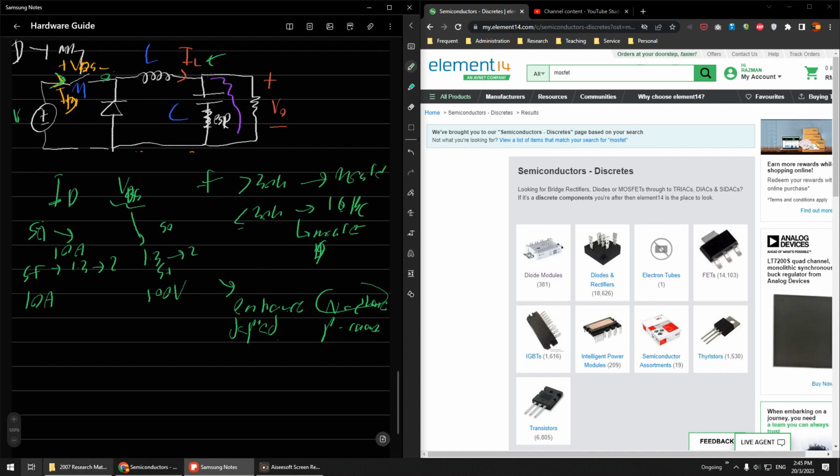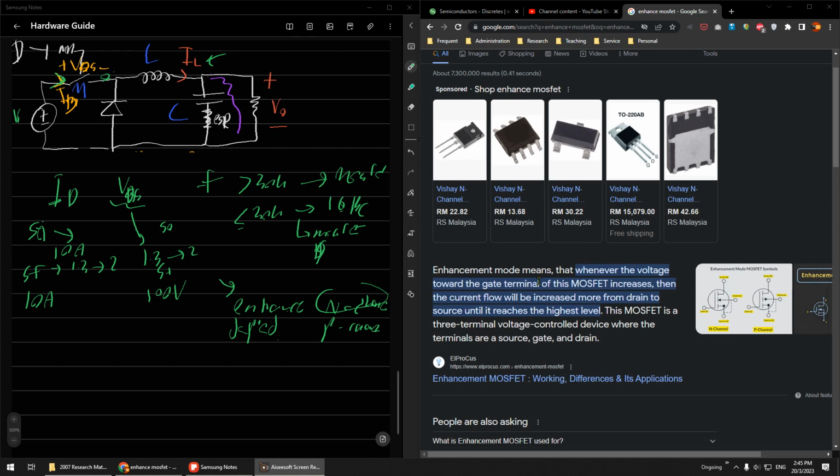So let me show you what is N channel. P channel depends on the direction. N channel is the normal direction here. Depletion, enhanced means that if no GS, I think it will be open loop. Let me check first. So this is the enhanced type.